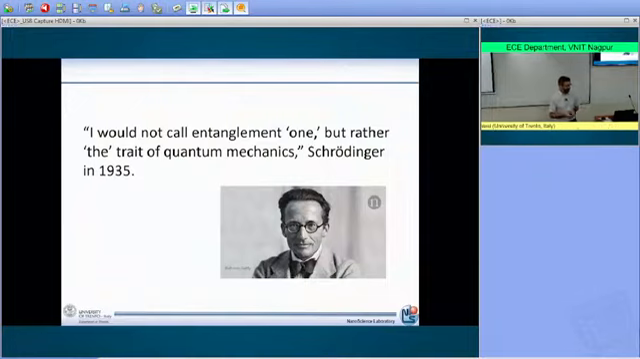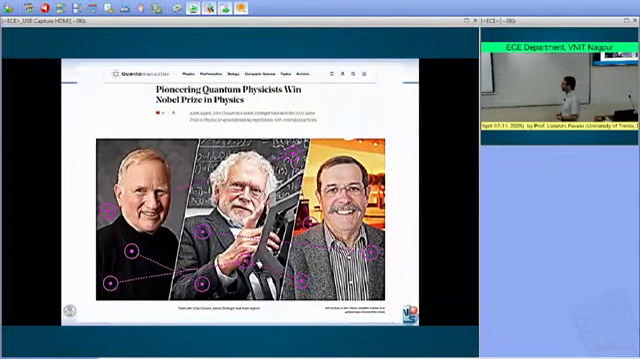Schrödinger, the father of quantum mechanics, was saying that entanglement, for him, is not one property of quantum mechanics, but the trait, meaning the real truth of quantum mechanics. Entanglement is really what makes quantum mechanics different from classical mechanics. And a couple of years ago, those who were able to demonstrate entanglement by using photons were awarded the Nobel Prize in Physics. So this you should remember.